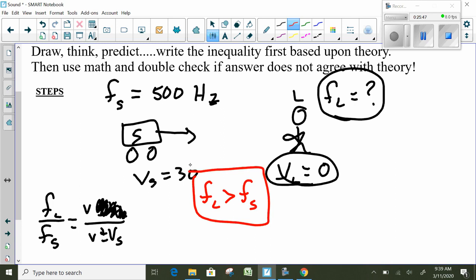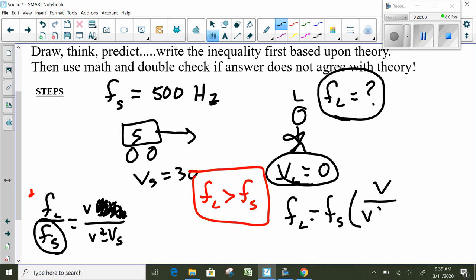Now, if that's the case, I'm going to take this equation and rewrite it. Go back to my black pen. Because I'm looking for FL, I'm going to bring the FS up. So it's going to turn to FL equals FS times V over V plus or minus VS. The reason I'm doing this is it's a lot easier for me to see. If I want the FL to be bigger than FS, FL will be bigger than FS if this thing in the circle is greater than 1.